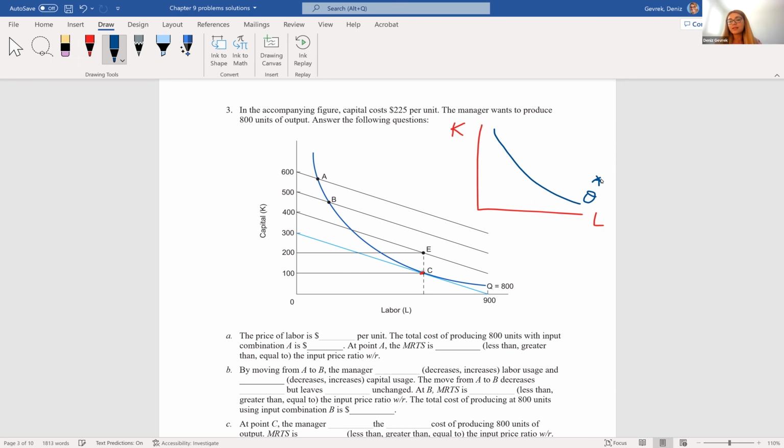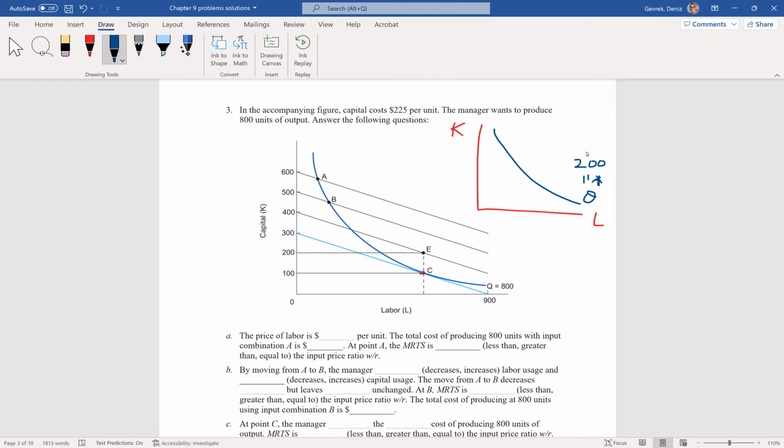Let's assume there's a star here. So it's the optimal level of output. We will learn about this in chapter 12. So assume that this is the optimal level of output. And let's say I want to produce 200 units per day, 200 pickup trucks per day.